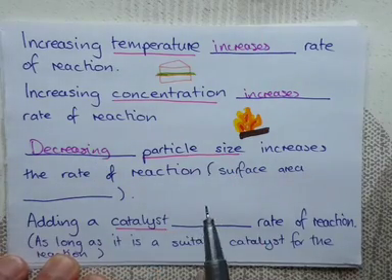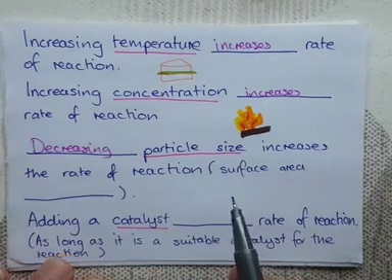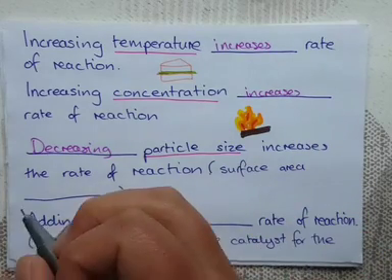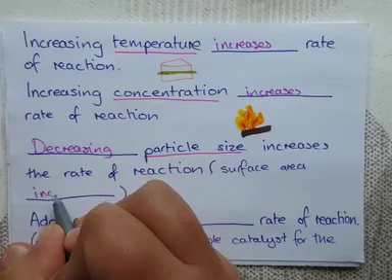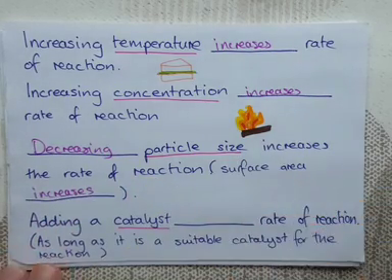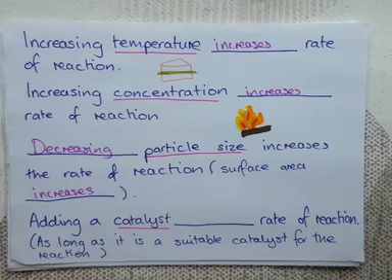increases the rate of reaction, and the reason for that is that when we decrease the particle size and we chop something up into smaller pieces, the surface area actually increases. So that means that, if we think about our fire, there's more surface area of the logs exposed to then react with the oxygen in the air. So decreasing particle size increases the rate of a reaction because the surface area increases.